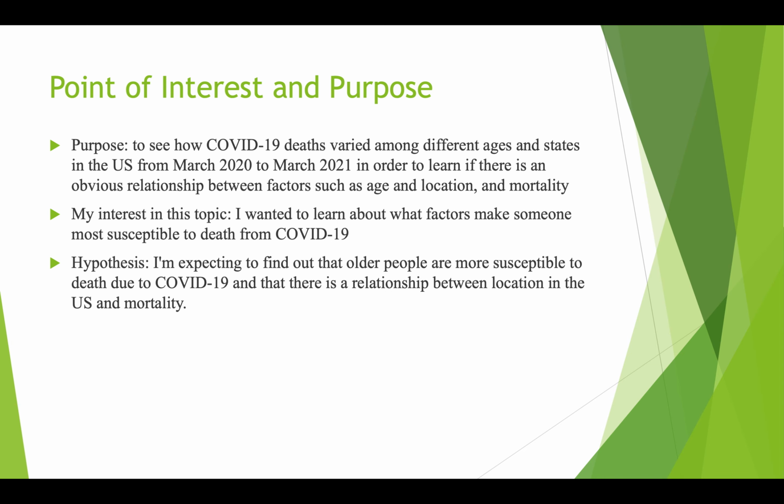First, I will talk about point of interest and purpose. I wanted to see how COVID-19 deaths varied among different ages and states in the United States from March 2020 to March 2021 in order to learn about what factors make someone most susceptible to death from COVID-19. My hypothesis was that older people are more susceptible to death due to COVID-19 and that there is a relationship between location in the United States and mortality.